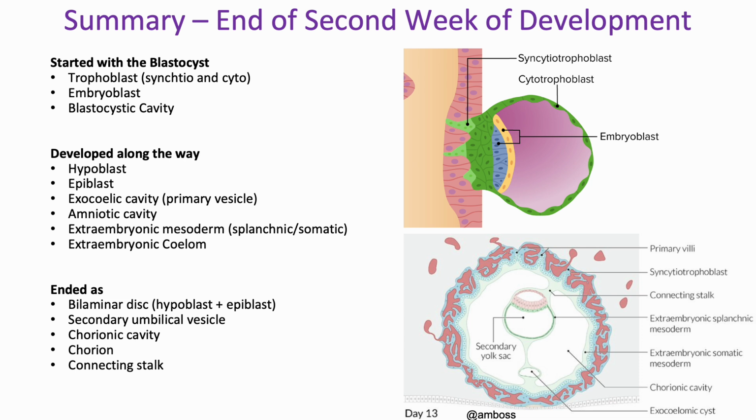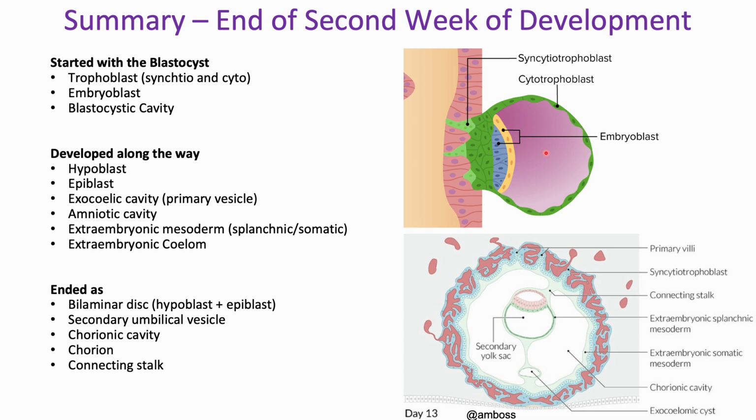All right, so this brings us to the end of the second week of development, and a lot has happened. So we're going to go through a summary just to make sure we're on the same page. We started with the blastocyst. Remember, the blastocyst had trophoblastic layers, specifically two layers. There's a cytotrophoblast, which is the more internal layer, and a syncytiotrophoblast, which is the invading layer that is producing hormones, specifically beta-HCG.